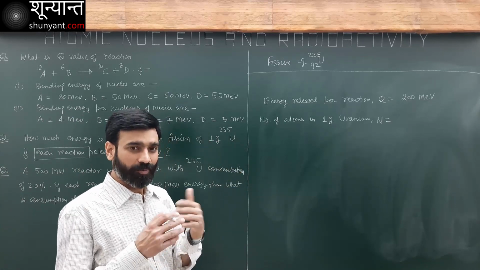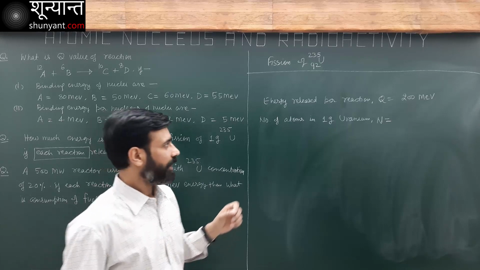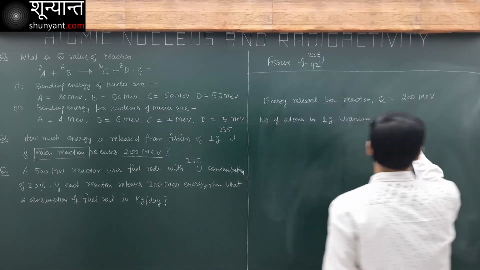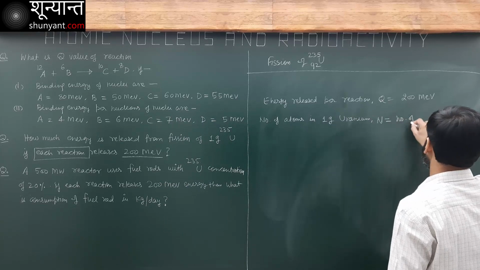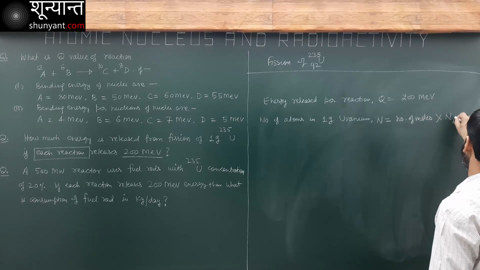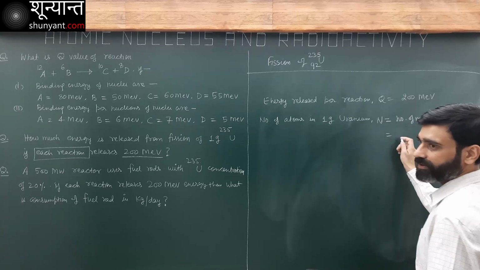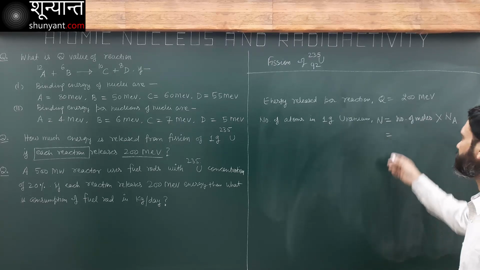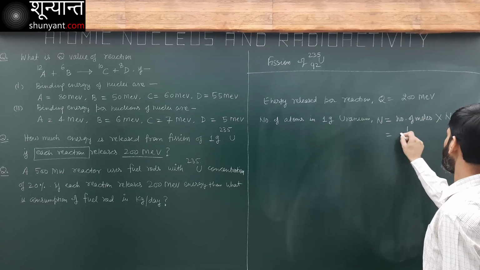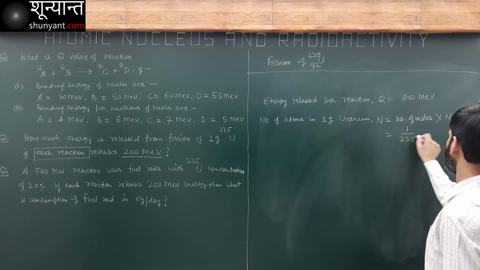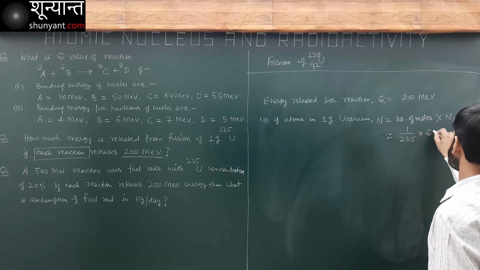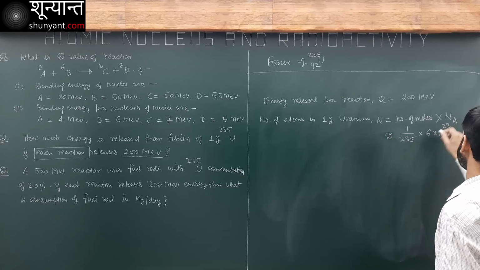If I know the atomic mass, I can find out the number of moles. Number of moles times Avogadro number. You know this already. I am sure you must have done such calculations in your chemistry class, so it should be pretty easy for you. So 1 gram over 235 times, let's take an approximate value, 6 times 10^23.